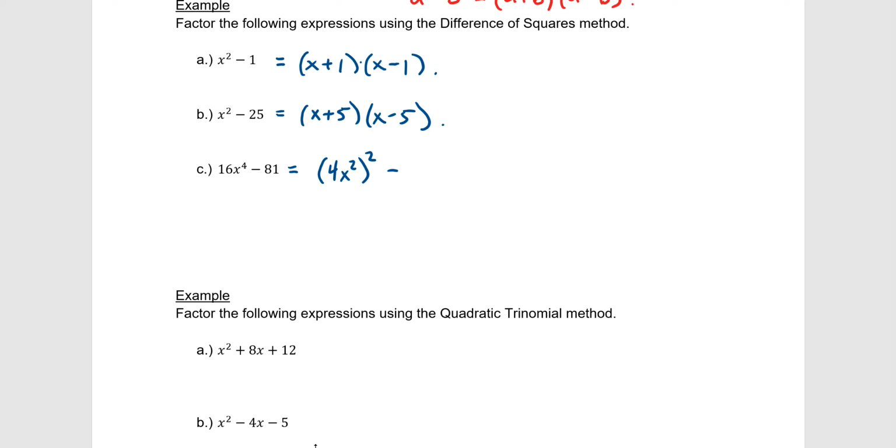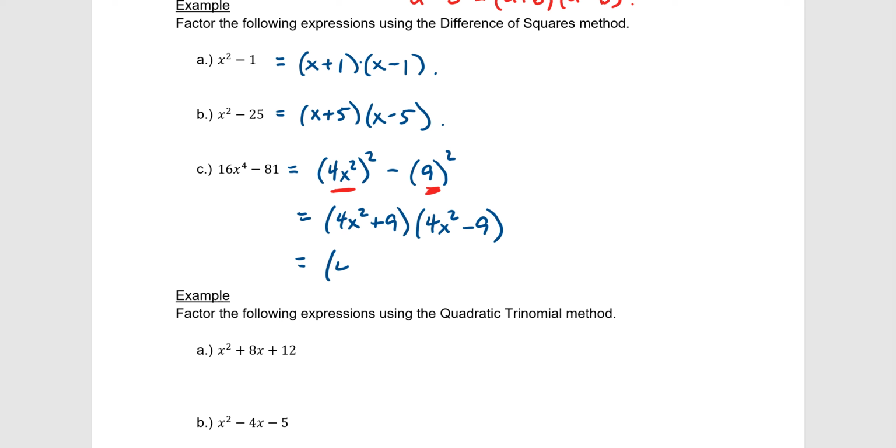We can rewrite 81 as 9 squared. The only reason I did that is just for a visual. Now you can see that this would be our a value, this would be our b value, something squared minus something squared. So that would be a plus b times a minus b: 4x squared plus 9 times 4x squared minus 9.